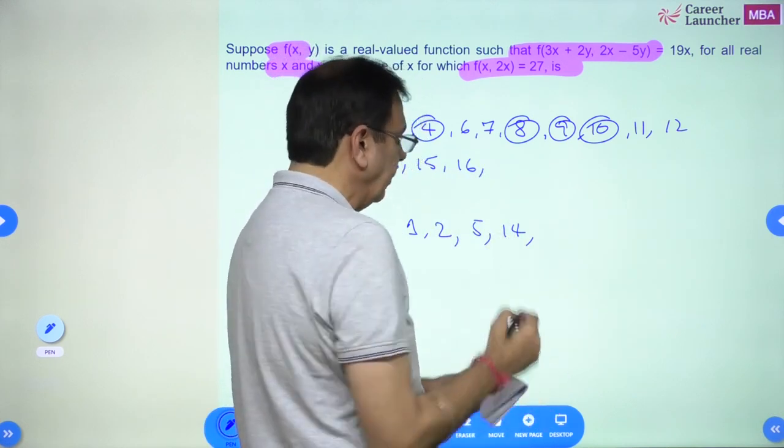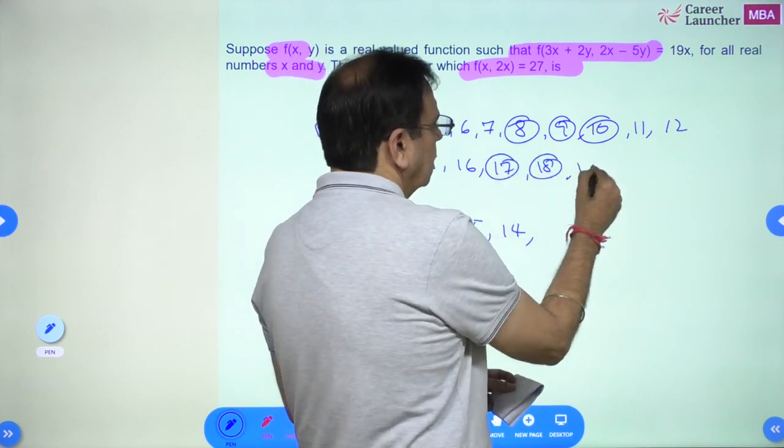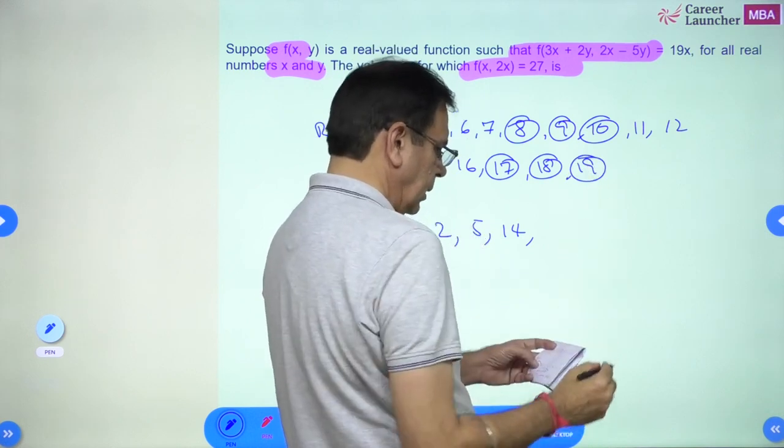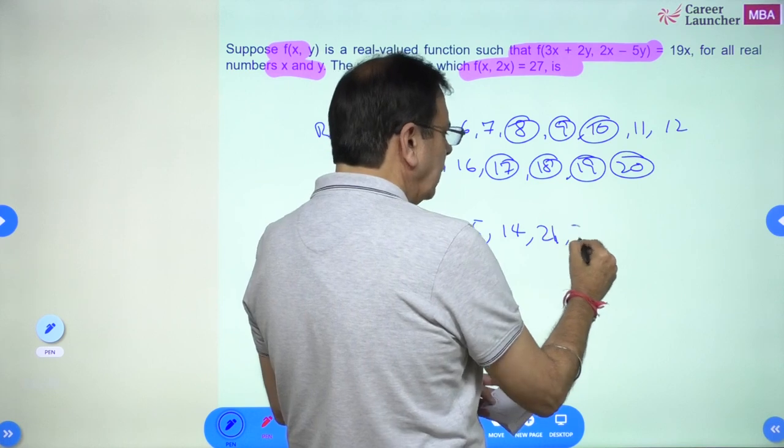17, 18, 19 were again jugaad. Okay, 20 was also a jugaad question for us. 21 and 22 we left.